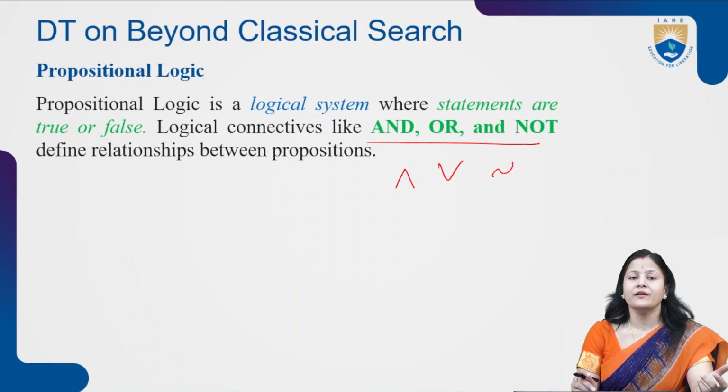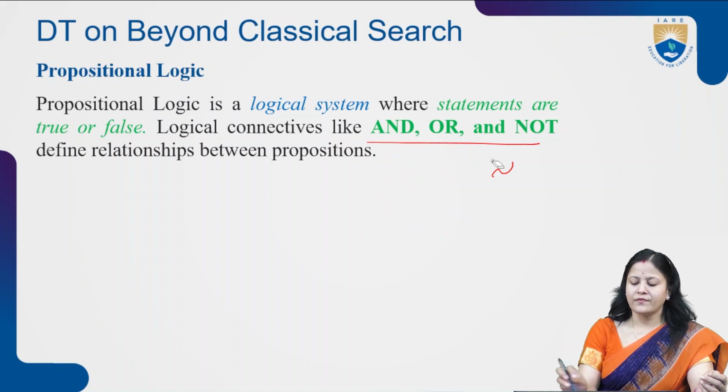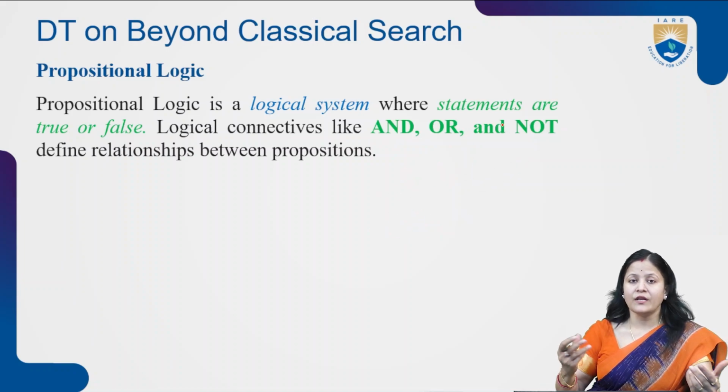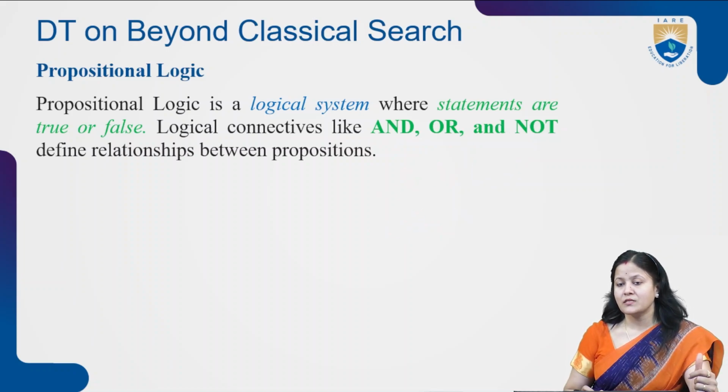For example, if I take "I like apple and I like banana", I can write it as: if I like apple is X and I like banana is Y, then X AND Y means I like banana as well as apple. So the representation can be done like this. The knowledge or the English sentences can be represented with the help of these connectives.